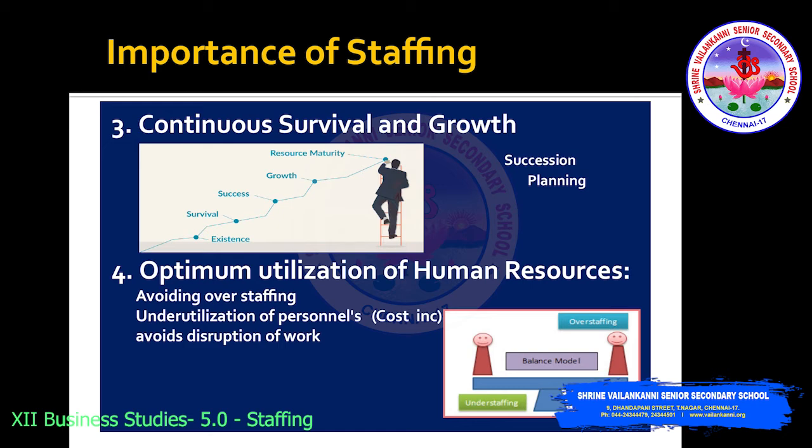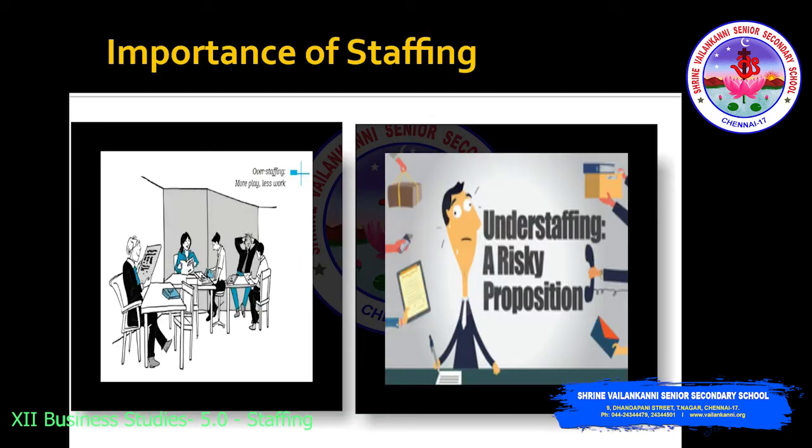Now we will discuss what is overstaffing, what is understaffing. So you can find in the first diagram, overstaffing means more play, less work. You see that people are not working. They are literally talking. One person is reading the newspaper. Another person is just chit-chatting with some other person. And this kind of scenario is there. See, this is not a place where you can do all these things. People are recruited for performing their job. So this is the output of overstaffing.